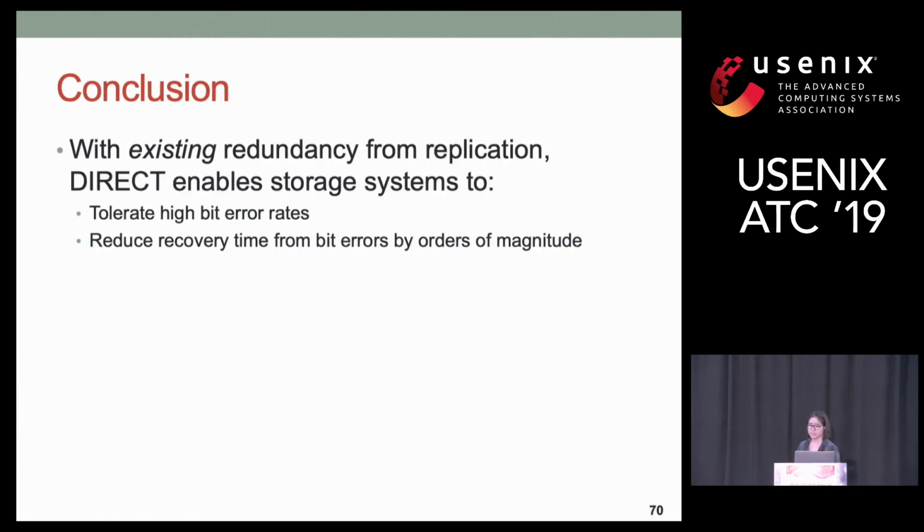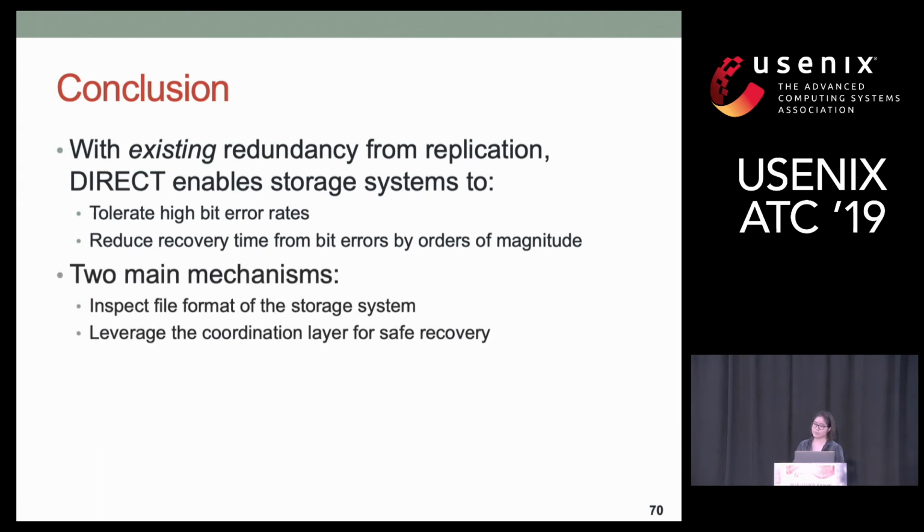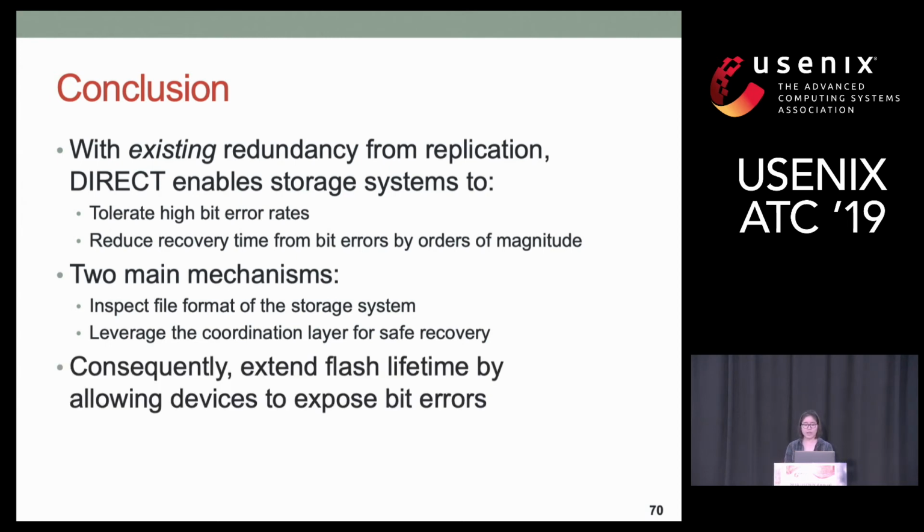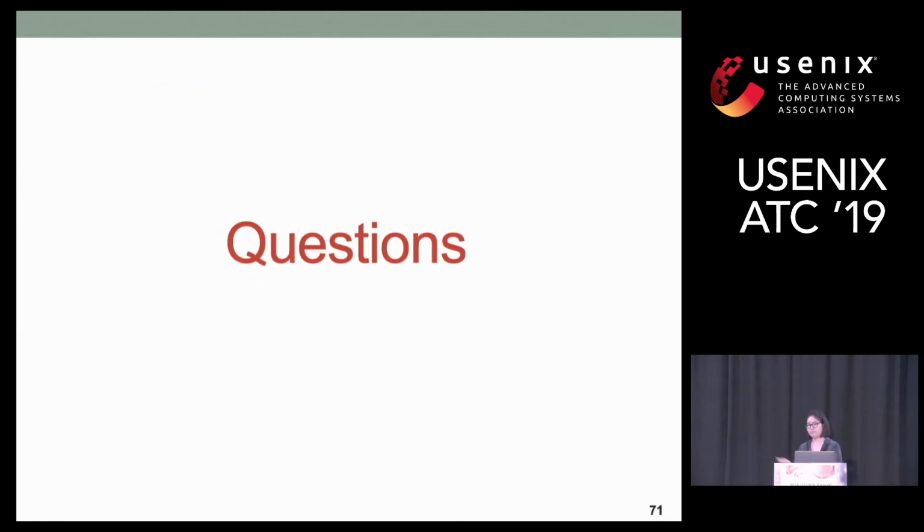So, in conclusion, we observe in this paper that we can just use existing distributed redundancy to fix hardware corruption errors. The two main ways that we do this are that we inspect the specific file layout for a storage application, and we leverage the coordination layer of the distributed application in order to get safety. By doing so, we can retrofit software to withstand these corruption errors and allow devices to expose higher error rates, which will allow them to have higher lifetimes. So, any questions?